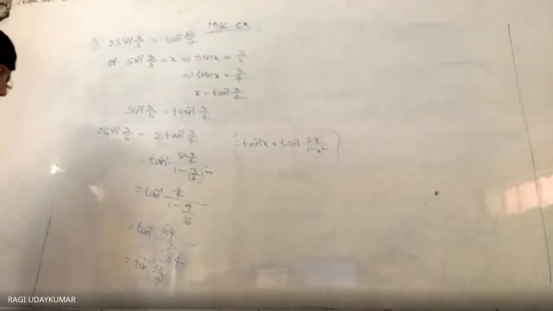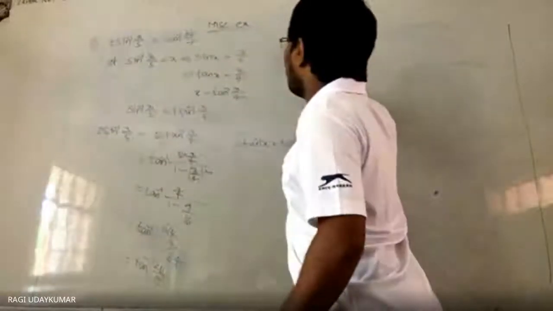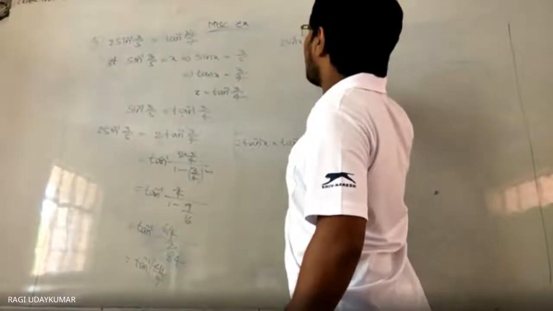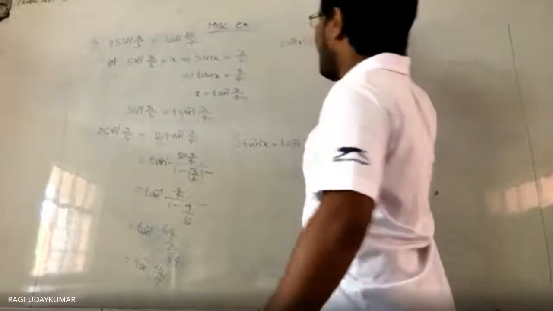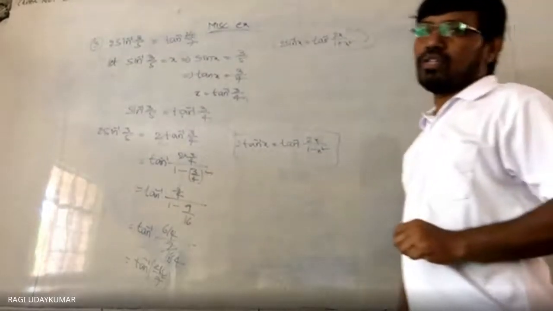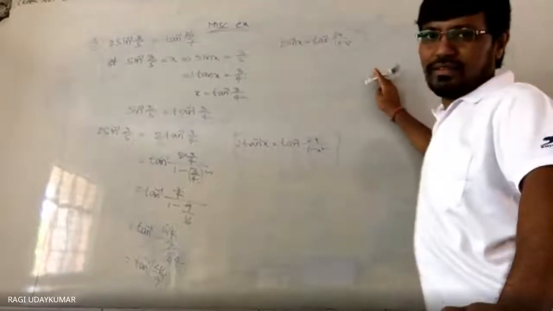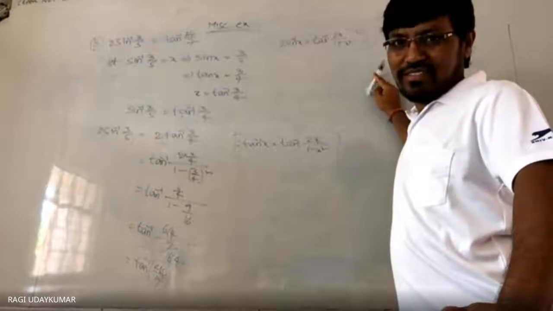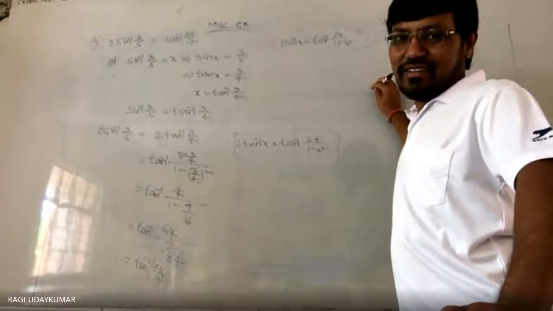Here most of the students will get confused. The thing is that this identity: 2 sine inverse of x is equal to tan inverse of 2x by 1 plus x square. Is this right? No. In inverse trigonometry, very many people get confused here. Many students write it like this, I have seen.